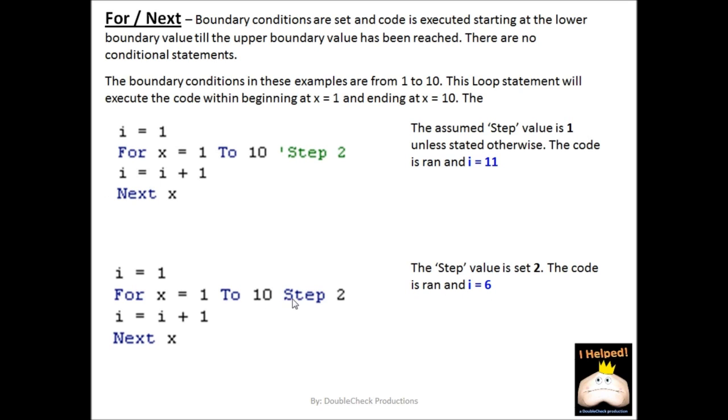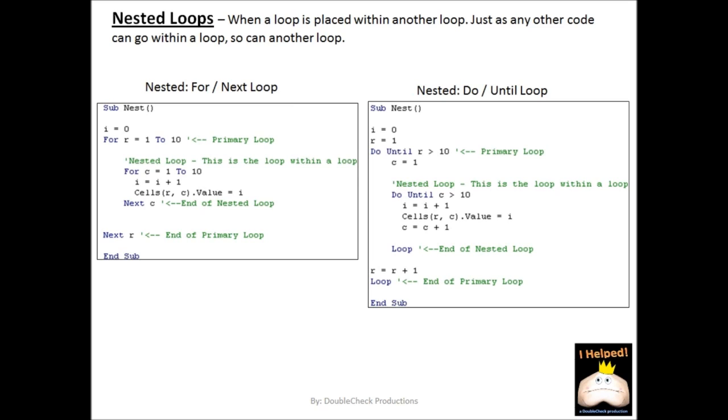You can actually step negative. So if I wanted to go from a boundary condition of 10 to 1 with a step of -1, that would also work. Okay, what we have here are nested loops.